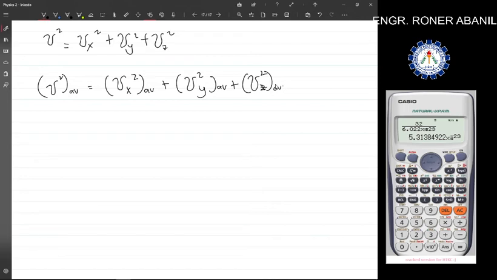So, molecular speeds are very fast in a typical gas. So, the effects of gravity are negligible. It follows that these averages must be equal. So, we can say that the average of v squared is equal to 3 times the average of vx squared, because they are equal. So, the average of vx squared is equal to 1 over 3, or 1/3, of the average of v squared.